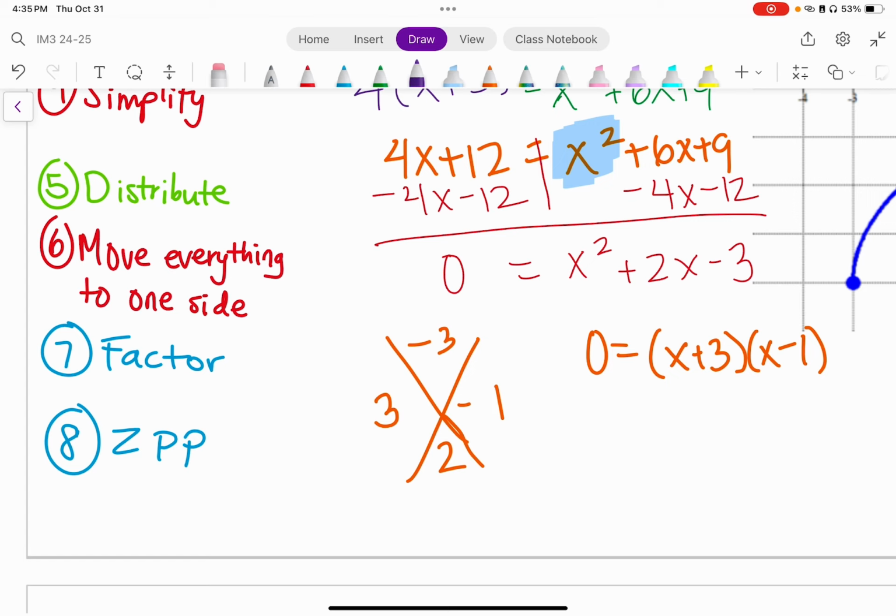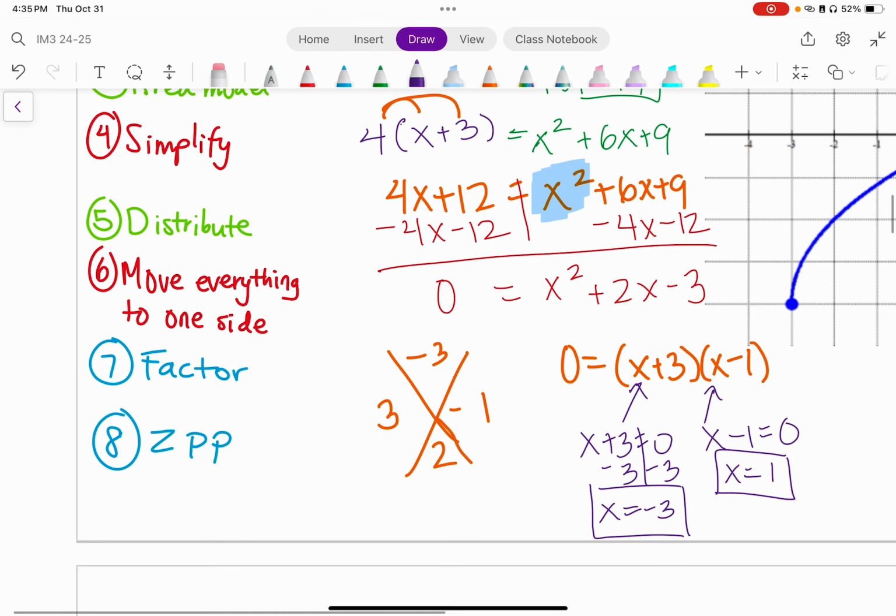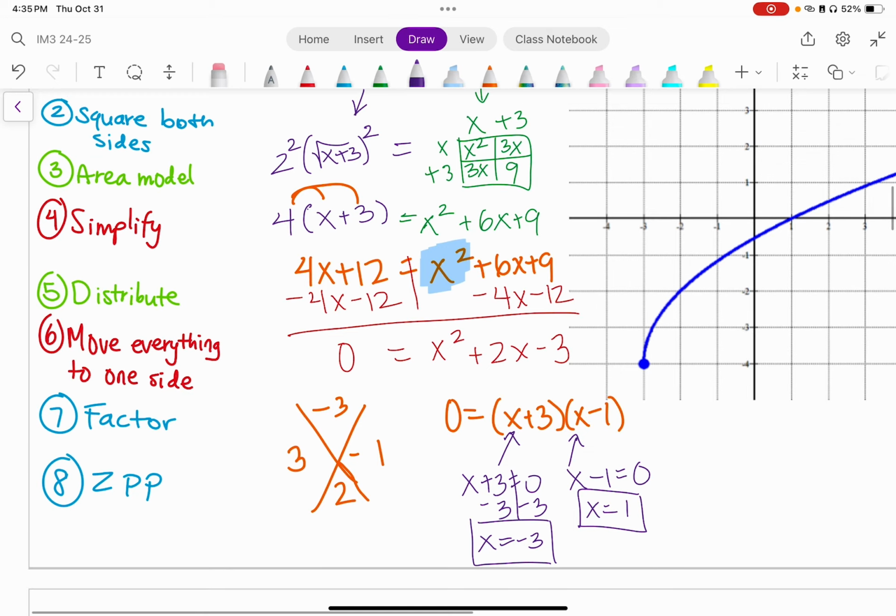And we are going to solve each factor to figure out what value of x makes each factor equal to 0. So here we can do x plus 3 equals 0. We would solve for x by subtracting 3, giving us a solution of x equals negative 3. Here we have x minus 1 equal to 0, which means x equals positive 1. So our two solutions would be x equals negative 3, sorry, and x equals 1.